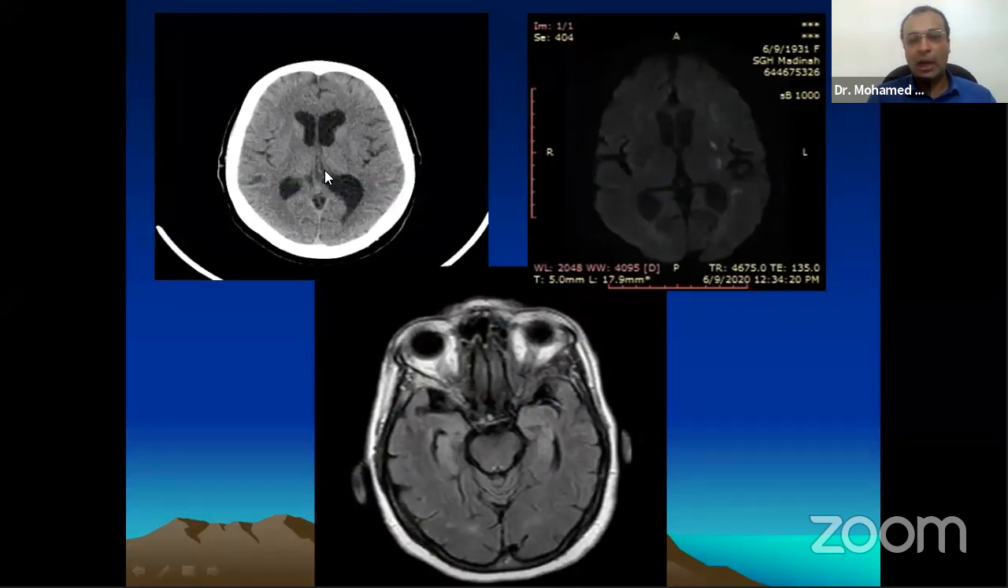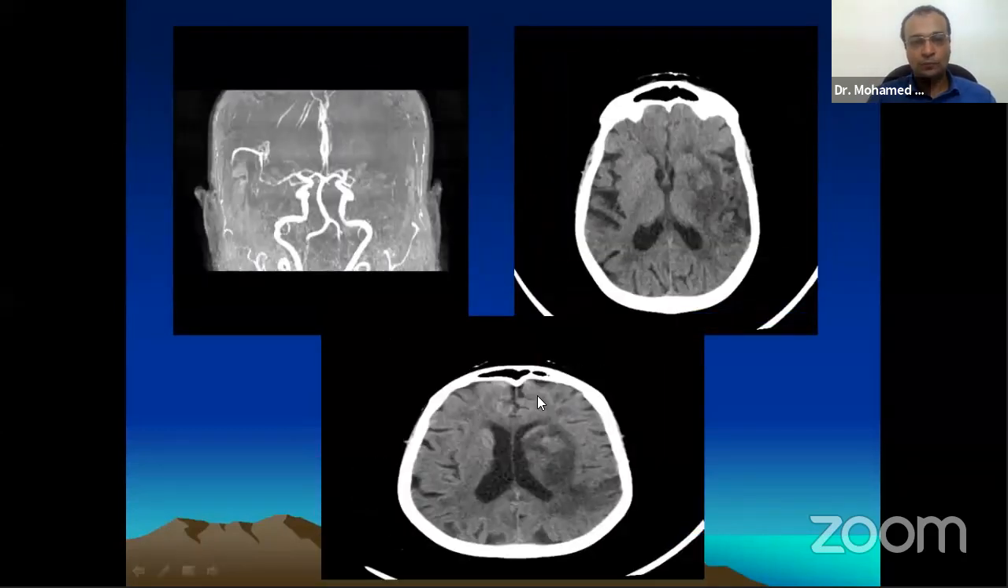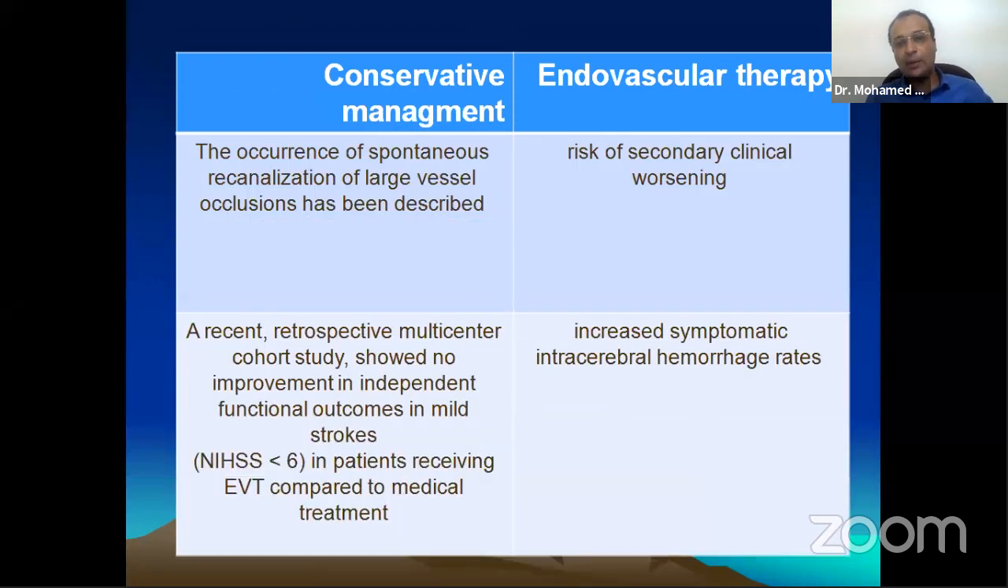This is a case presenting with acute stroke. The CT brain is free, showing a very small lesion at the middle cerebral artery, and this is the MR. The patient had a small lesion and unfortunately there was no available endovascular therapy at the time. The patient had a middle artery lesion with NIHSS 5, then the condition deteriorated as NIHSS dropped. We can do conservative management; sometimes we intervene.